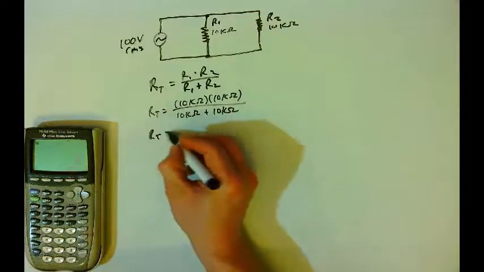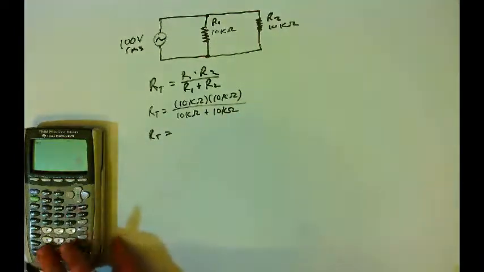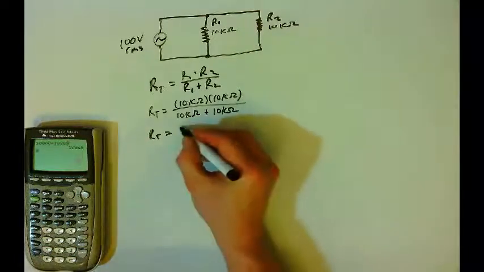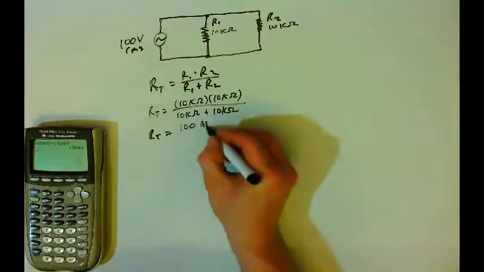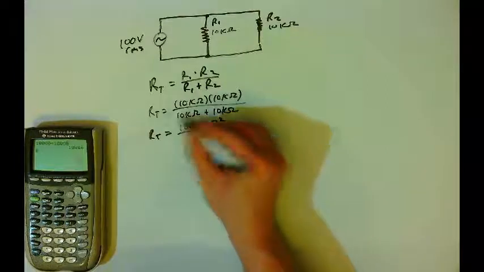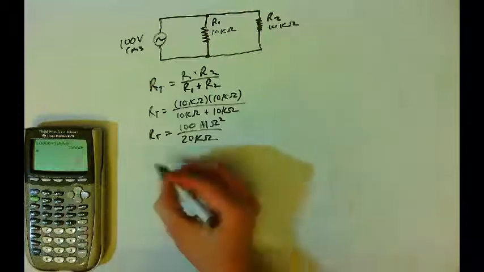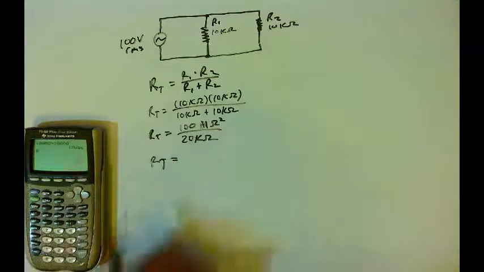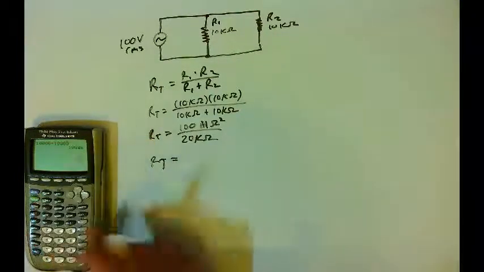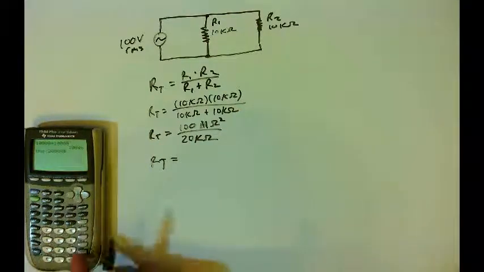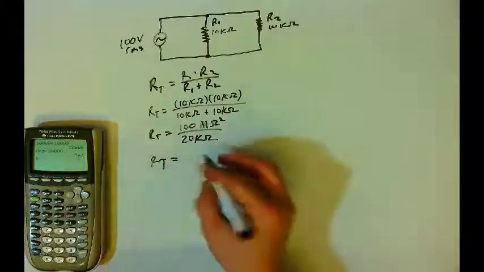And so for the total resistance, I'll type it in so we can see, 10 kilo times 10 kilo is going to be 100 mega ohms squared. 10 kilo plus 10 kilo is 20 kilo. Spare you the calculator on that one. The total resistance then will be this 100 mega ohms squared divided by 20 kilo ohms. Total resistance is 5 kilo ohms.